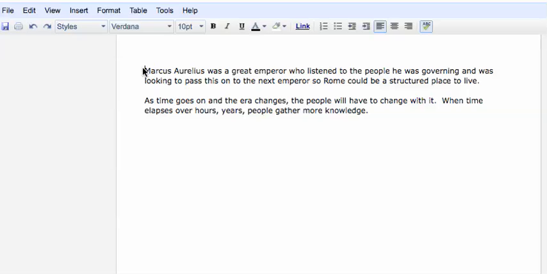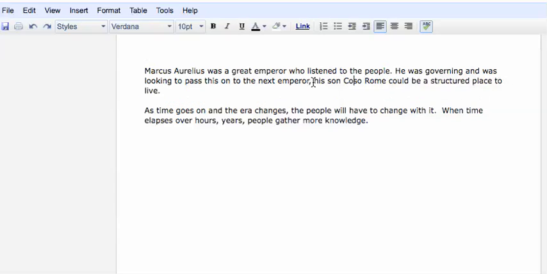Now, let's take a look at this particular sentence in specifics. Marcus Aurelius was a great emperor who listened to the people. This by itself is a great sentence, in which case we would say he was governing and was looking to pass this on to the next emperor, so Rome could be a structured place to live. It's not necessarily clear what you mean by structured, and we did talk about in class who the next emperor was, his son Commodus, whom you may remember was not a particularly good emperor.